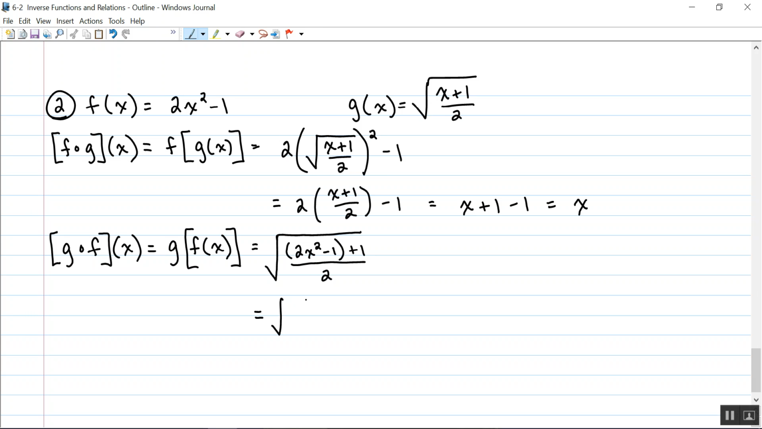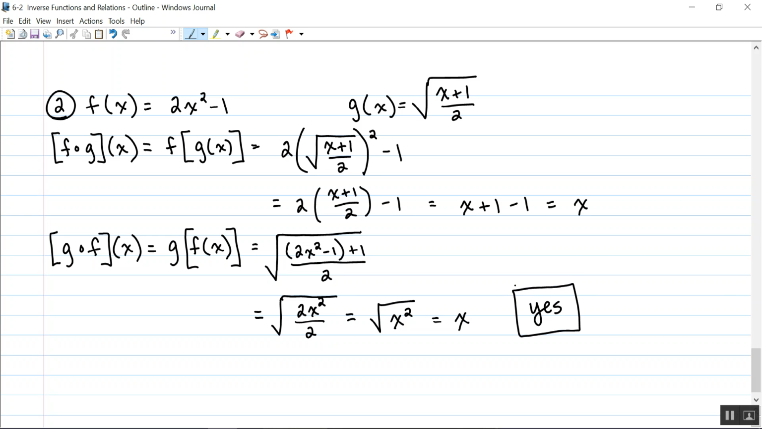That's going to give me the square root of, the parentheses, I guess I really didn't need them. 2x squared minus 1 plus 1 just gives me 2x squared over 2. The 2's will cancel out, so I have the square root of x squared, which is equal to x. So g of f of x also equals x. Since both compositions equal the identity function, yes, these two functions are indeed inverses of each other.